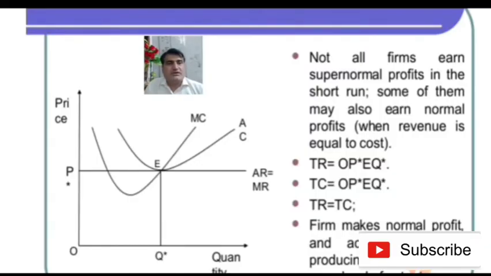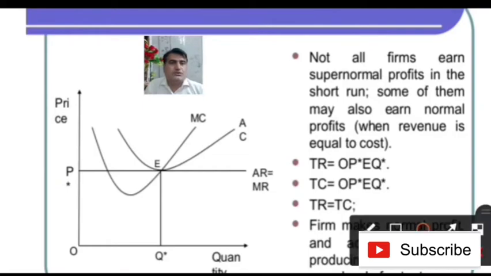As we know, total revenue is price times quantity, so total revenue is equal to OP into EQ, and total cost is equal to OP into EQ. So total revenue is equal to total cost. Here the firm achieves equilibrium where marginal cost touches the marginal revenue from below at point E. However, if the marginal cost touches the marginal revenue at this other point, this is not a point of equilibrium because at this point the firm is not producing the optimum level of output.